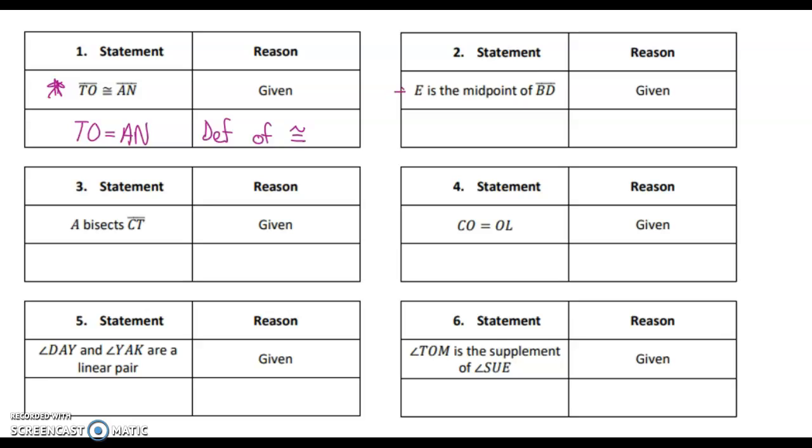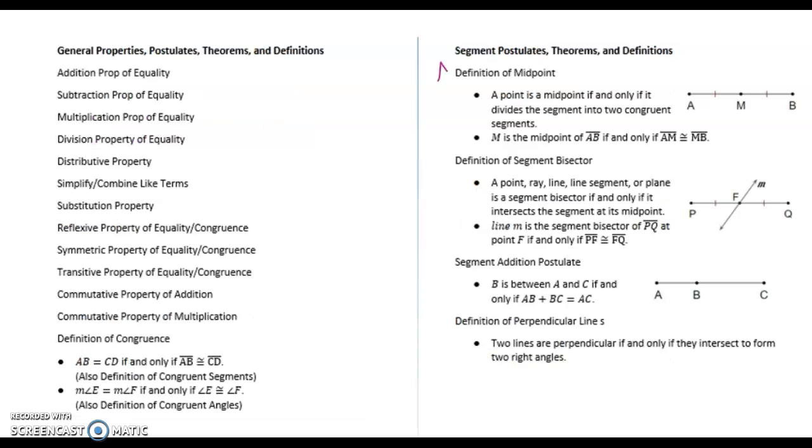It says E is the midpoint of segment BD. So midpoint is definitely a huge clue here that we're going to use definition of midpoint. And if you look right here on our example, it says M is the midpoint of AB. That's essentially what we have written, just with different letters. And then it says if and only if AM is congruent to MB. So this is where we can go from that statement, writing something like this.